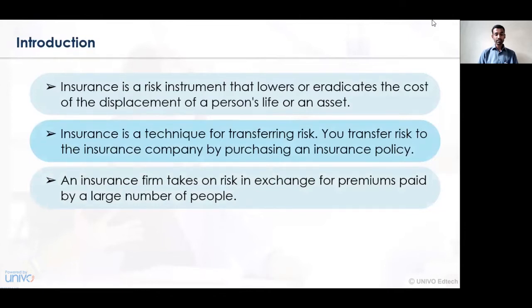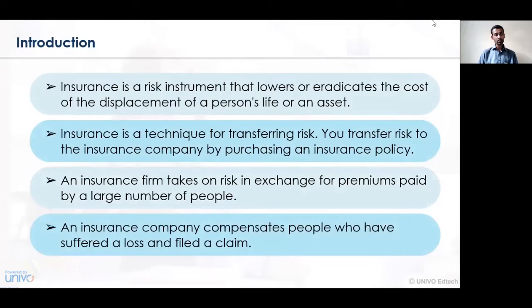An insurance firm takes on risk in exchange for the premiums paid by a large number of people. So what does the insurance company do? On your behalf, the insurance company undertakes the risk that has occurred and the loss that you have suffered. In return, you have to pay a certain amount of money in terms of premium. On the basis of the premium that we pay, the insurance company compensates the amount of loss that has been incurred. It compensates the people who have suffered a loss and who have filed a claim. Here it is essentially required that you file a claim, and whenever the claim is filed, you get a certain amount of return. That amount of return with respect to the loss that has occurred is compensated by the insurance company.